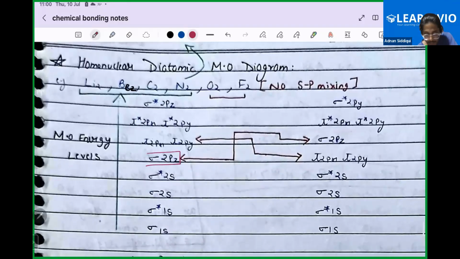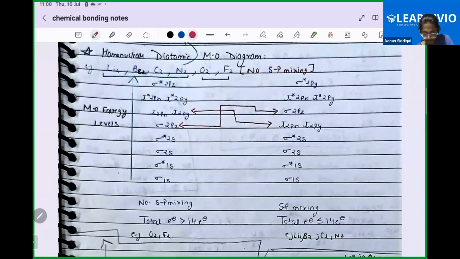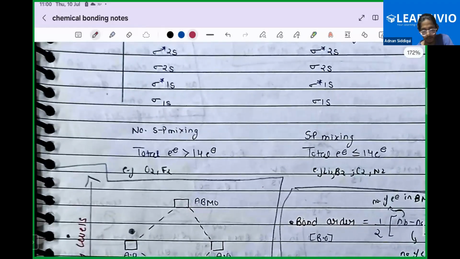Here we have sigma 2pz, and here we have pi 2px and pi 2py. So what is different here? These two molecular orbitals are going to get exchanged with each other, because till here we have sp mixing, but after this we don't have sp mixing in oxygen and fluorine. They will have this sort of molecular orbital energy profile. I will apply this in the molecules and you will have a better idea. No sp mixing: total electrons more than 14.